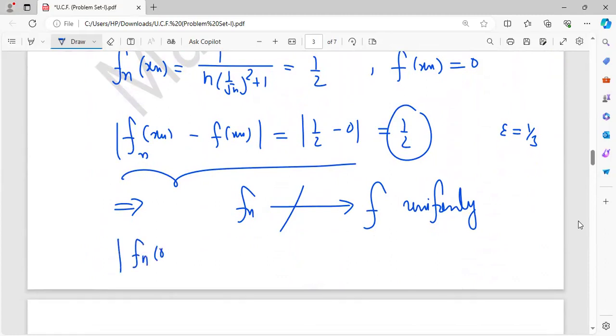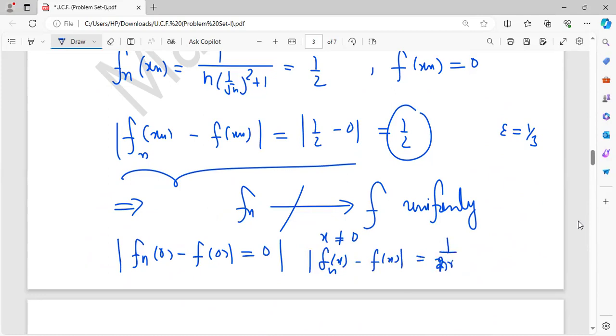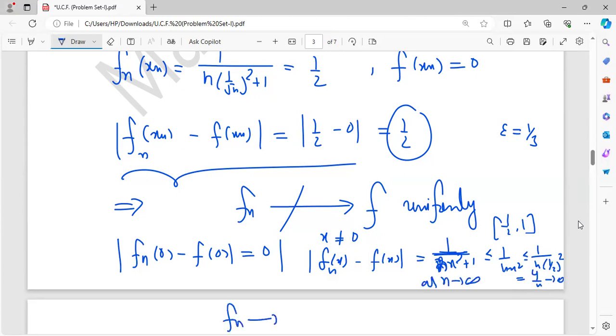When x is 0, f_n(0) is 1 and f(0) is also 1, so the difference is 0. When x is not 0, then what is f_n(x) minus f(x)? This is 1 upon (n x² plus 1). On the closed interval [1/2, 1], this is less than 1 upon n times (1/2) squared, which is 4 upon n. That tends to 0 as n tends to infinity. Okay.